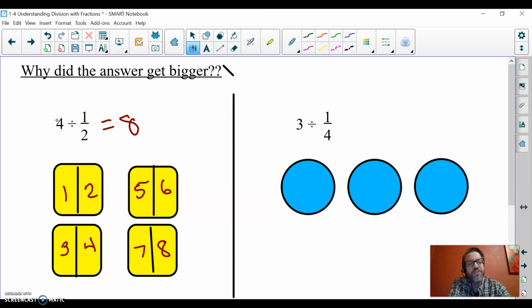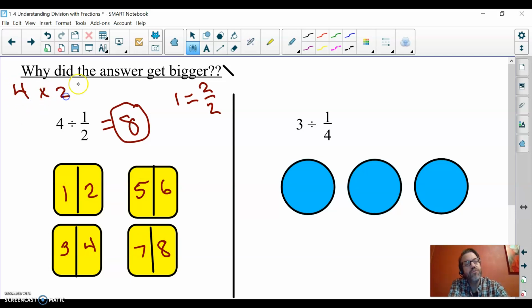Okay, now you could look at this and say, I could have found 8 another way. Since I have 2 halves in each whole, right? 1 whole equals 2 halves. I could take 2 and multiply that by 4. 4 times 2 also gives me 8. So as you can see, dividing by 1/2 and multiplying by 2, the reciprocal of 1/2, give me the same result of 8. Okay? Now let's look at another example.